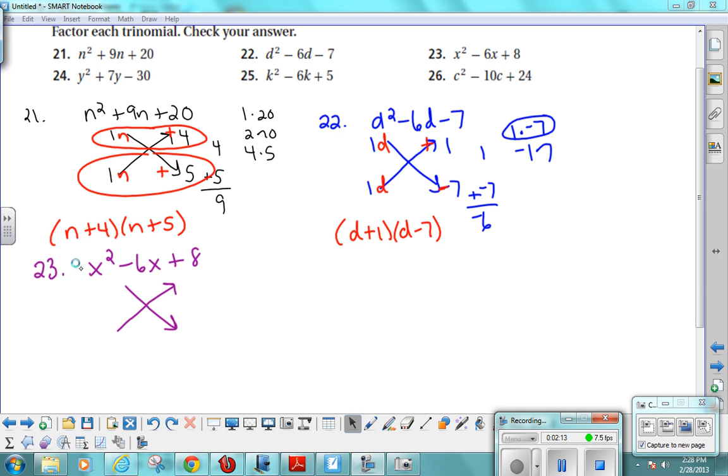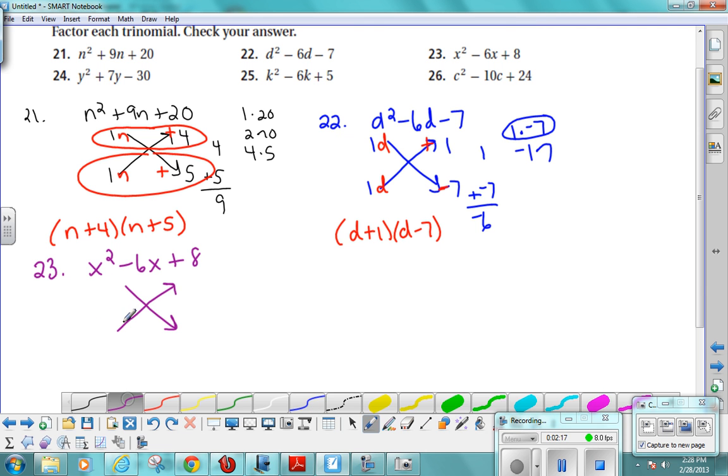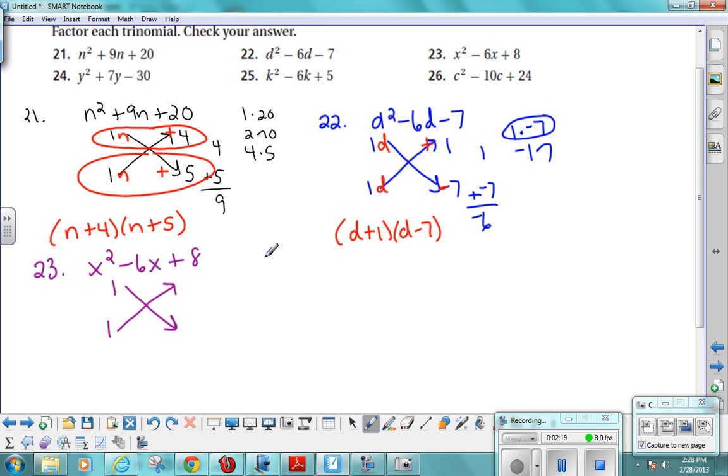Number 23, what can I multiply to get 1, which is 1 and 1. Now what can I multiply to get 8? Well, I can do 1 times 8. I can do 2 times 4. But these are going to have to add up to be a negative number. So 2 positive numbers don't add up to a negative number, but 2 negative numbers can multiply to be positive, and they're going to add up to be negative. So I think negative 2 and negative 4 are going to add up to negative 6.